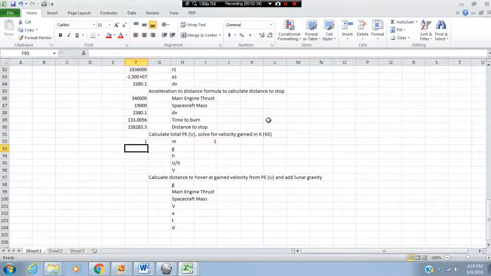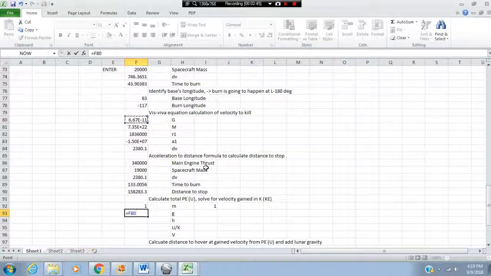G is the gravitational constant of the moon, which I can calculate real quick. It's going to be equal to G, so that's always going to be G, times the mass of the moon, which is there, divided by the radius of it squared, which is going to be... wait a minute. Let's see. If I use the upper, we want to use the lower. Yeah, we want to use the lower.